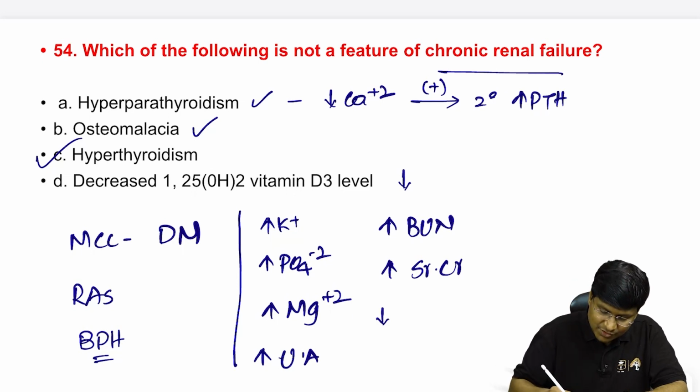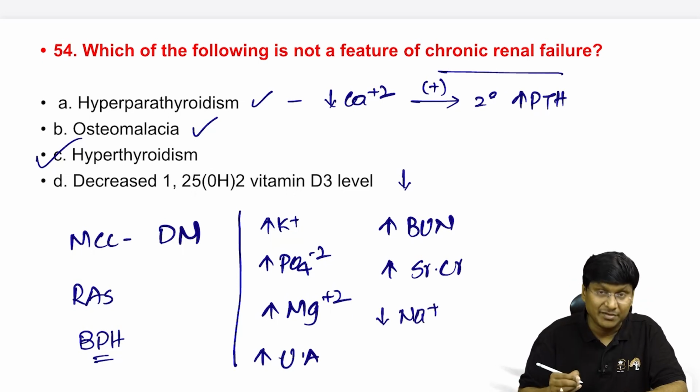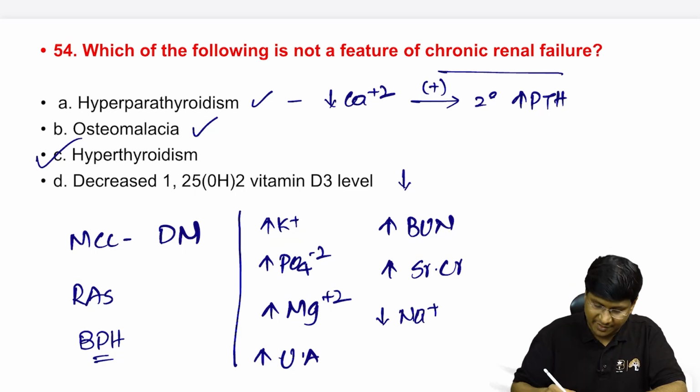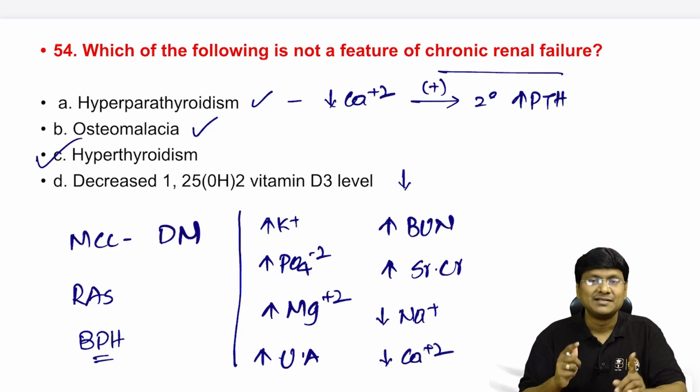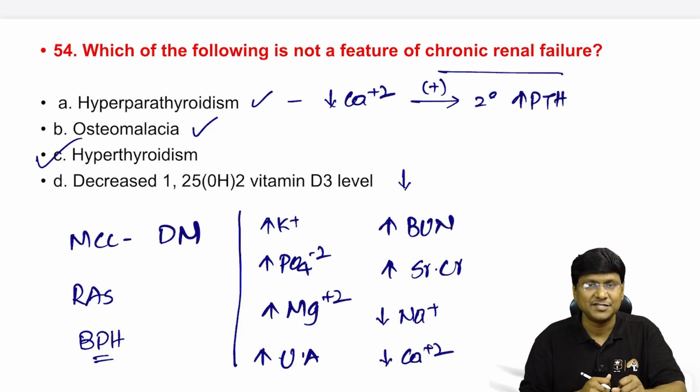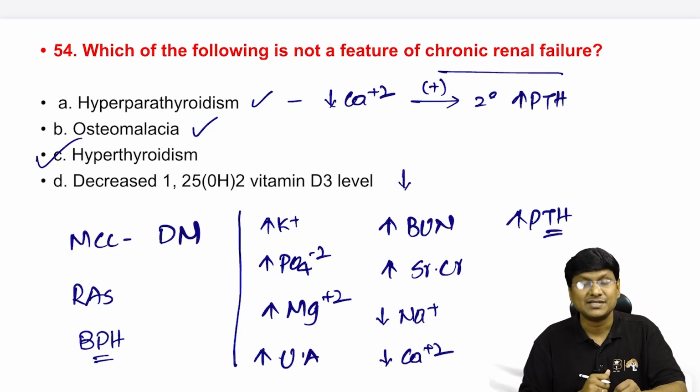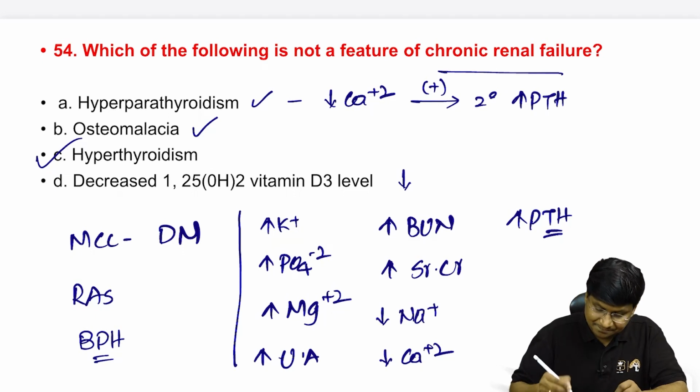And if you take the sodium levels, they are reduced. So there will be dilutional hyponatremia, and the calcium levels will be reduced. Why will calcium level be reduced? That is because of vitamin D deficiency. There will be hypocalcemia in these patients, and in response to the hypocalcemia, there will be increase in parathormone secretion, and that we call hyperparathyroidism.